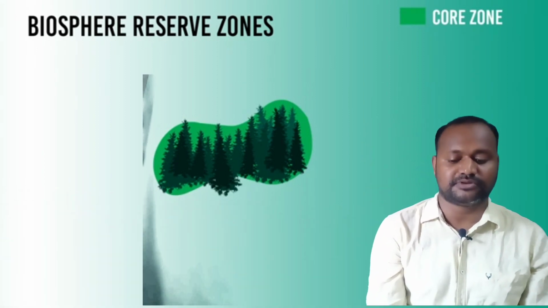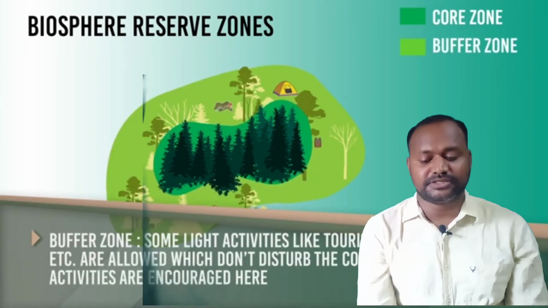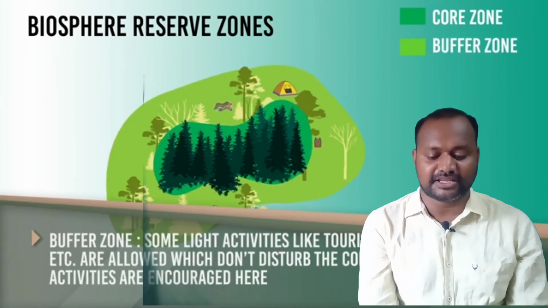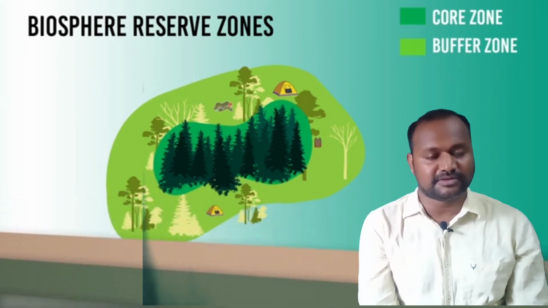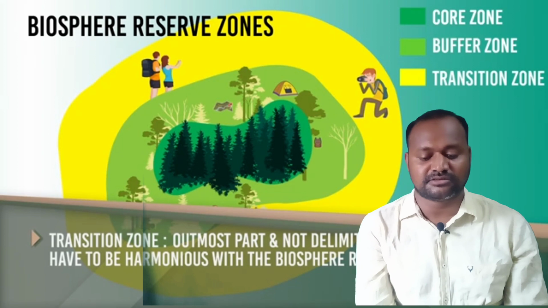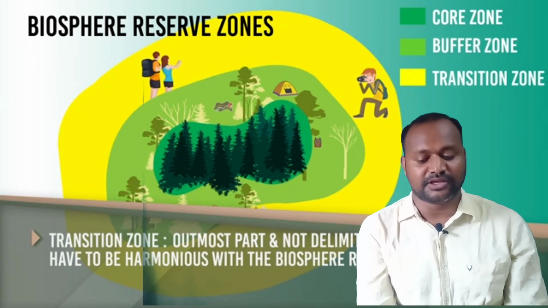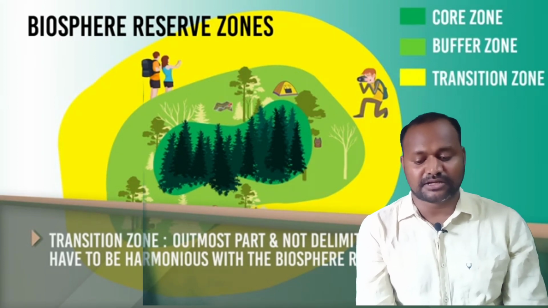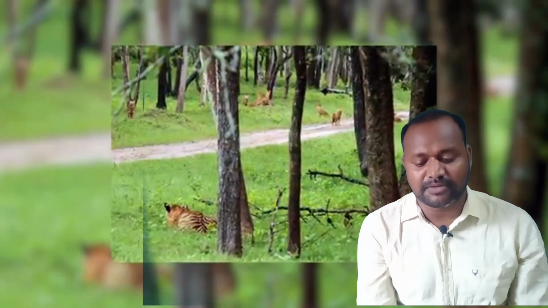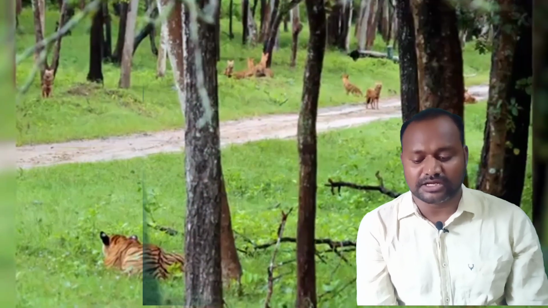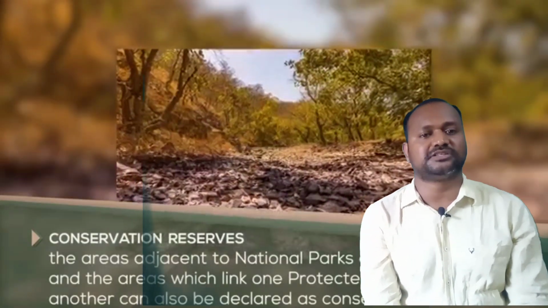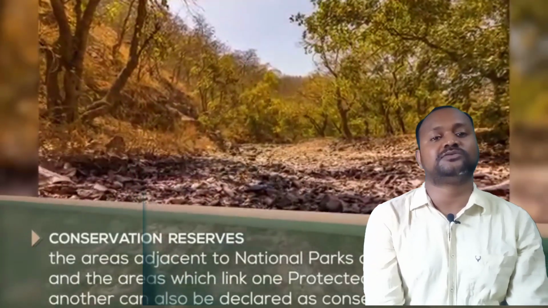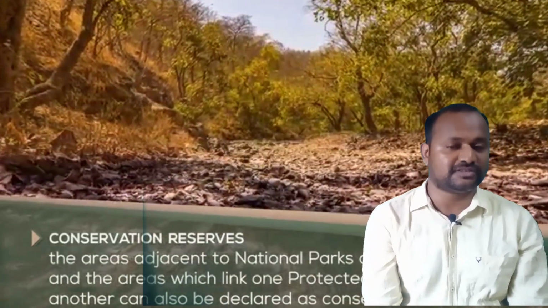Some examples. Biosphere reserves are specified areas in which multiple uses are permitted, preserving biodiversity as well as the traditional life of the people. Nanda Devi Biosphere Reserve in Uttarakhand, Nokrek Biosphere Reserve in Meghalaya, Simlipal Biosphere Reserve in Odisha, and Kanchenjunga Biosphere Reserve in Sikkim are some examples. So students, this is all about the conservation of wildlife and natural vegetation.